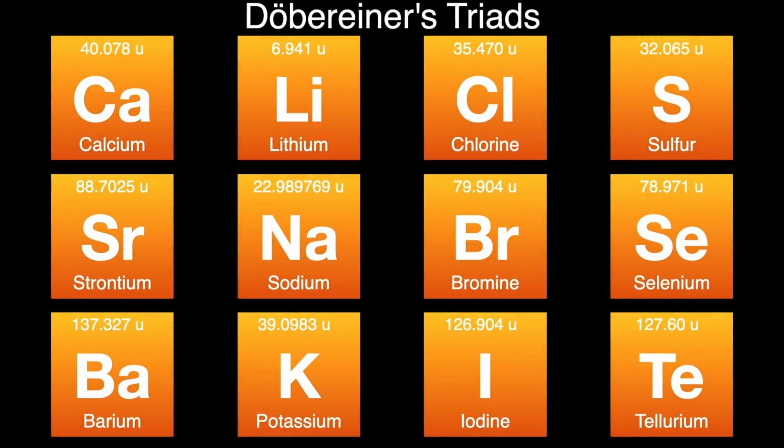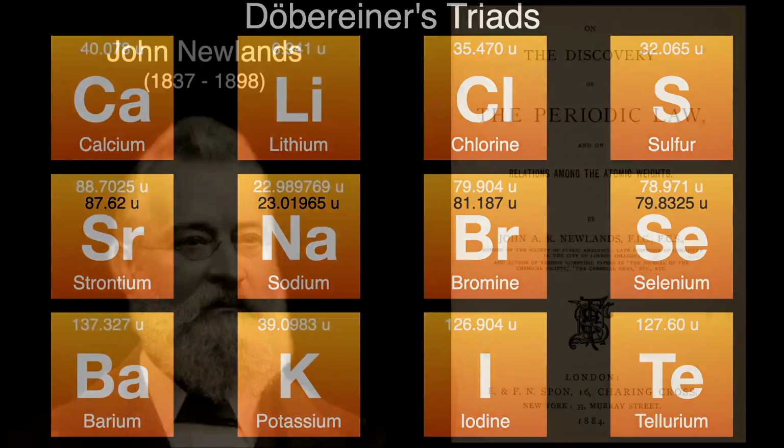By 1829, Dobereiner had discovered more triads in which the atomic weights could be roughly calculated by taking averages which closely matched the true atomic weights of these elements. This was an early indication that something interesting and quantitative was going on.